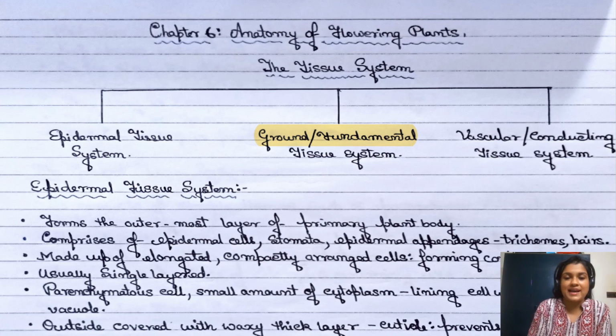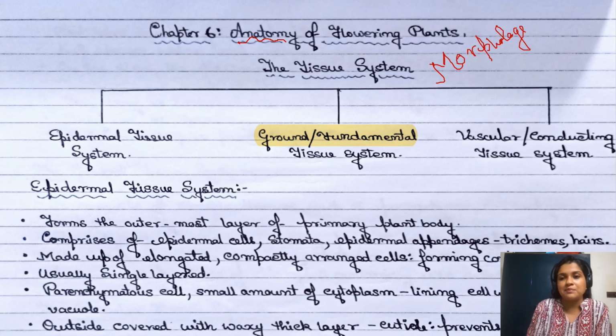Students, today I'm back with my new chapter, Anatomy of Flowering Plants. After morphology of flowering plants, today we are back with anatomy of flowering plants. First we are covering the tissue system. Our first topic is the tissue system.